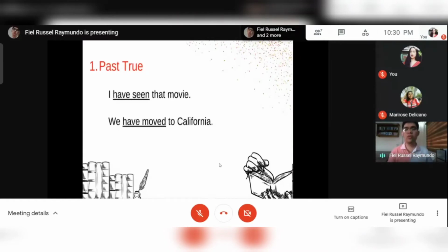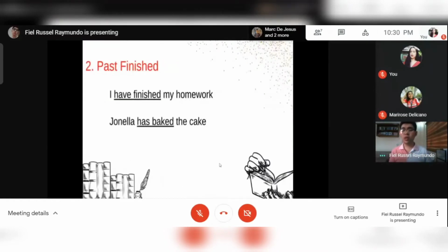Past true. Now, number two is called past finished. We can also use the present perfect tense to refer to actions or events that we did in the past. We started it in the past and then we also accomplished it in the past, and there's this relevant effect in the present. For example, "I have finished my homework."